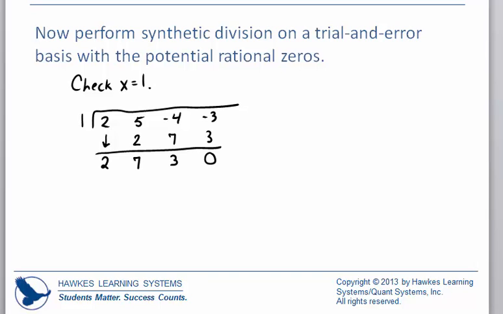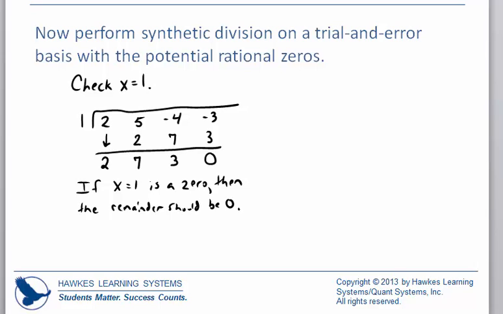So if 1 is a 0, then the remainder should equal 0. And remember that your remainder is found right here. So if you work this out and you do not get a 0 at the end, then the number that you are checking is not a 0 and you want to move on to something else. But we do know that x is equal to 1 is a 0 of the polynomial.